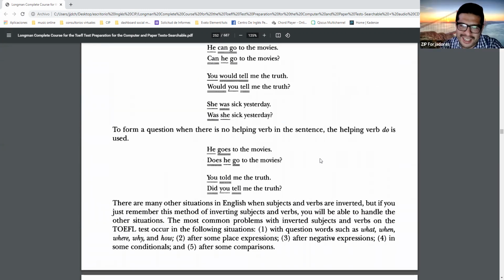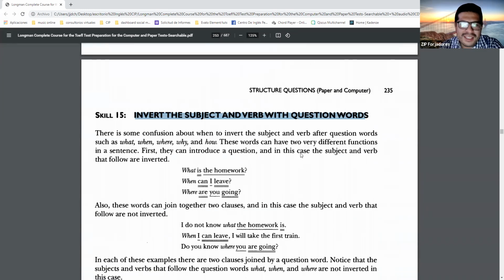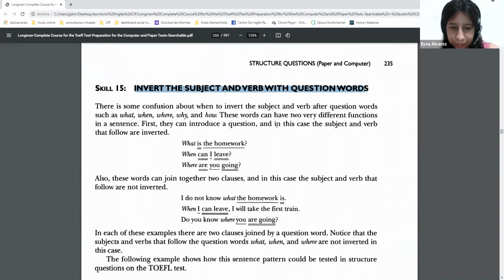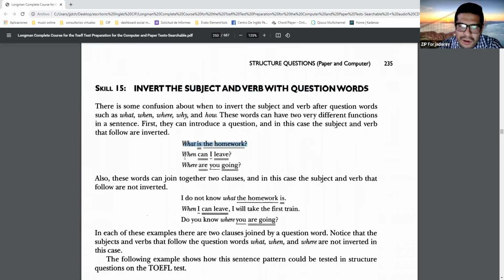So the reason is that in English, when we want to make questions, we have to put the auxiliary after the WH question word. So invert the subject and verb with question words. When you have what, when, where, why, and how as a question, you invert the subject and the verb. So it's the regular question that we all know. What is the homework? When can I leave? Where are you going? If you notice, the auxiliary is after the WH question word.